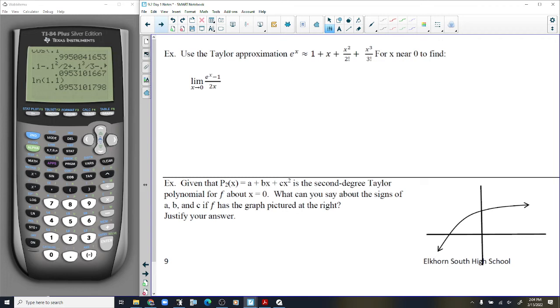Use the Taylor approximation for x near 0 to find this. Now, I'm going to follow the instructions, but before I do that, I'll show you how, if all I saw was this, if I didn't see the instructions, here's what I would do. I would go e to the 0 minus 1 over 2 times 0, which is 0 over 0. L'Hopital's, right? Indeterminate form. L'Hopital's would be limit as x approaches 0 of e to the x over 2. So when we plug 0 in, we get 1/2. So the answer is 1/2.